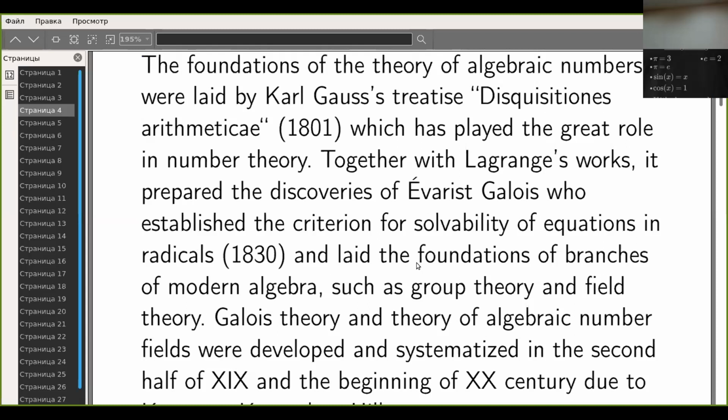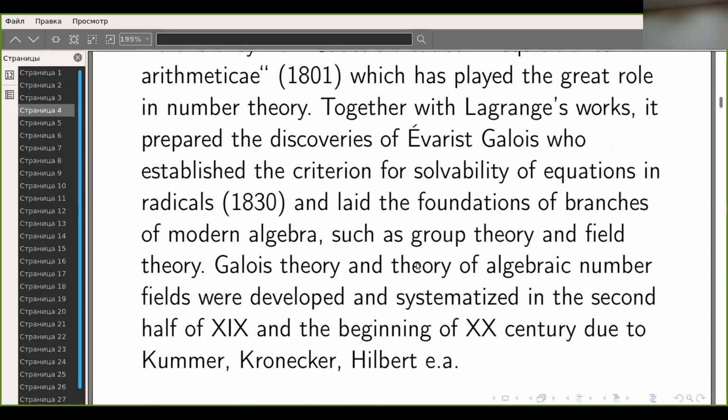It prepared the discoveries of Évariste Galois, who established the criterion for solvability of equations in radicals. And these results of Gauss, of Lagrange, of Galois transformed algebra from the ancient science of solving equations into modern algebra, which investigates quite abstract algebraic structures, such as groups, fields, and others. Then Galois theory and the theory of algebraic numbers were developed and systematized in the second half of the 19th century and the beginning of the 20th century due to Kummer, Kronecker, Hilbert, Noether and other mathematicians.